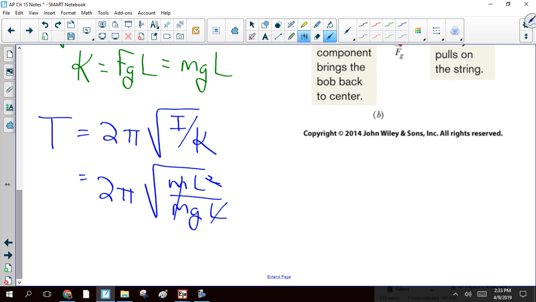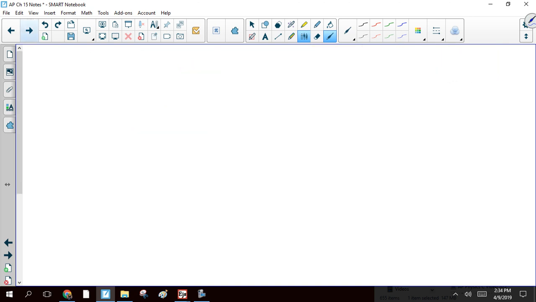Now the other way you can do it, if you so choose, you know what? I don't think you need to know the other way. That's probably just as good as anything. There is a way to do it, thinking about it in terms of the restoring force, but I think the way I just showed you is probably the easier way. So I'm going to leave it at that.